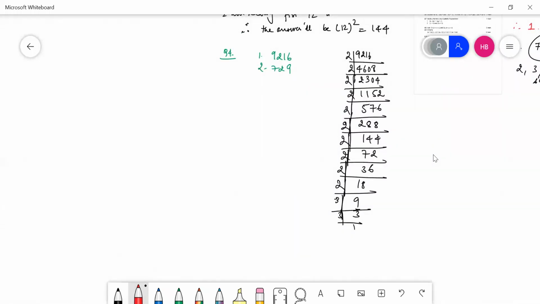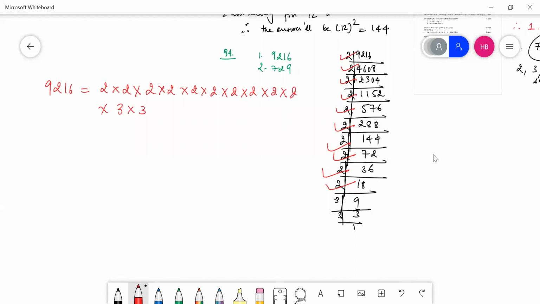So I can write 9216 is equal to 2 into 2. How many times am I multiplying 2? 1, 2, 3, 4, 5, 6, 7, 8, 9, 10. So I'm going to write 2 ten times, into 3 into 3, right? Now my second step would be to make pairs of all the prime factors. So here 2 is there.